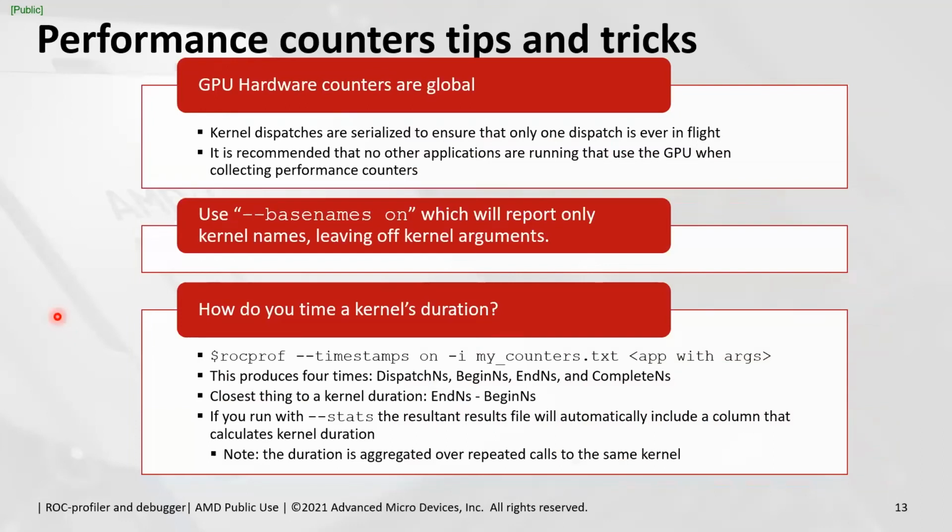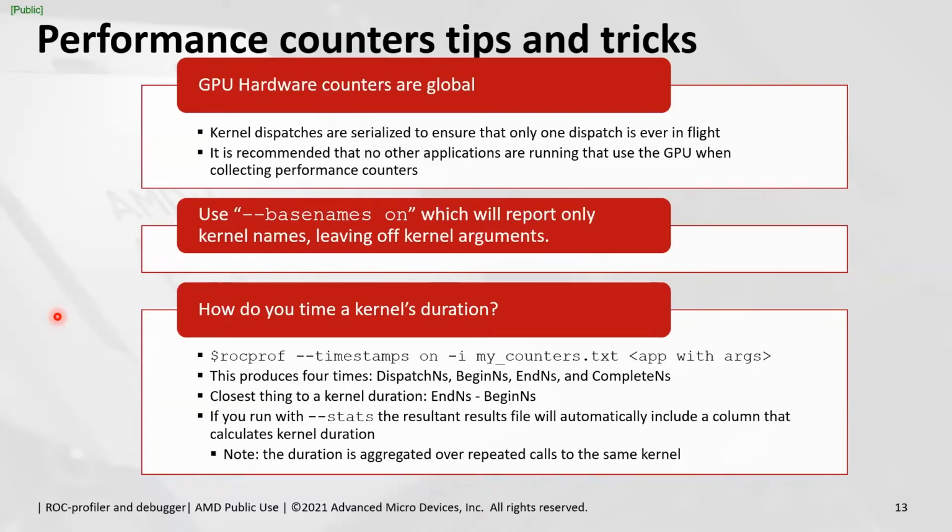A few things to note are that GPU hardware counters are global, so kernel dispatches are serialized, and only one dispatch is ever in flight. It is highly recommended that no other applications that use the GPU are running when you're collecting the performance counters. That's because, again, performance counters interrupt your flow of instructions. And if you have anything running in the background, it's going to add to the latencies, to the performance that you're seeing, and probably it won't be very accurate.